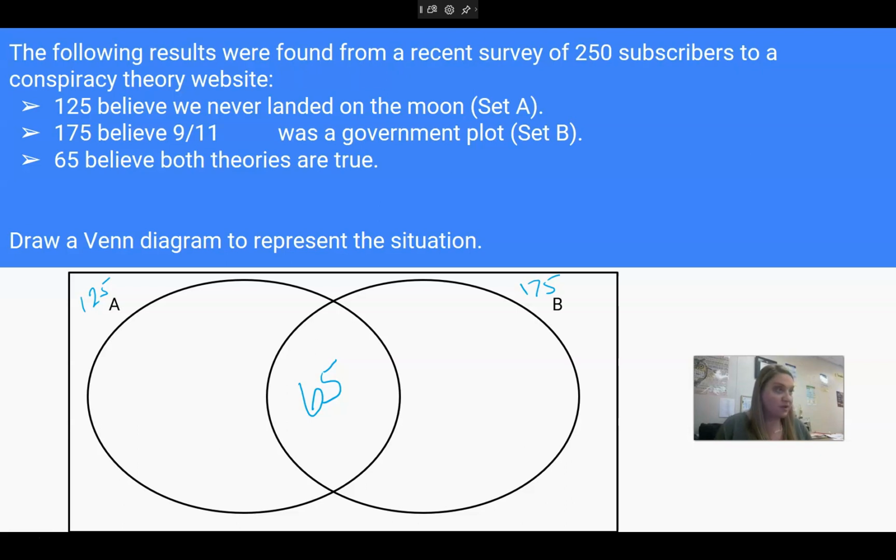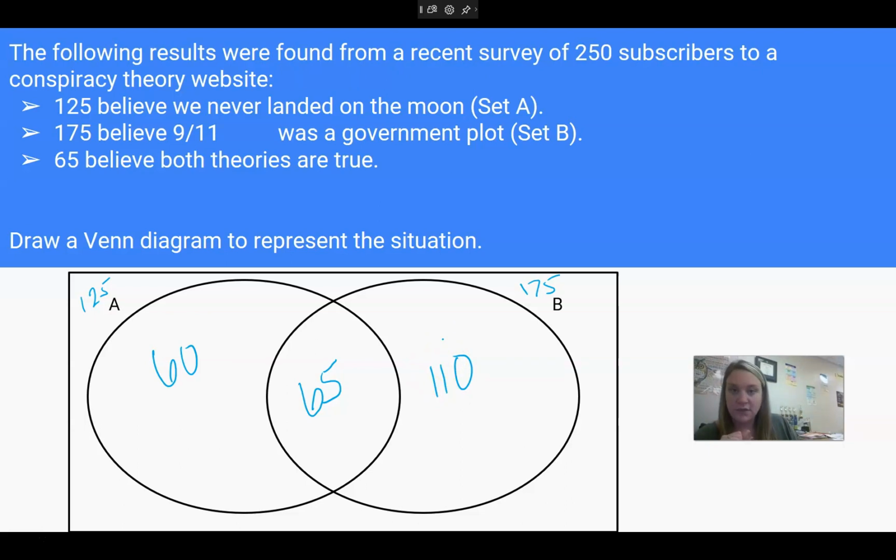Of my 125 believers that we didn't land on the moon, I'm going to take away the 65 that also believe in 9/11. So I have 60 followers left that just believe that we never landed on the moon. All right? Same thing for part B. Of the 175 followers that believe 9/11 was a government plot, I'm going to take away the 65 that also believe we didn't land on the moon. That leaves us with 110.